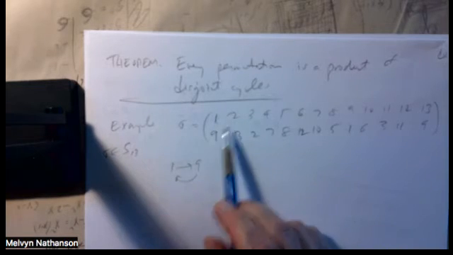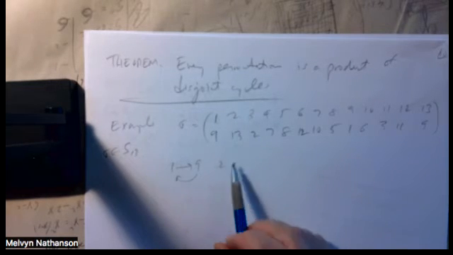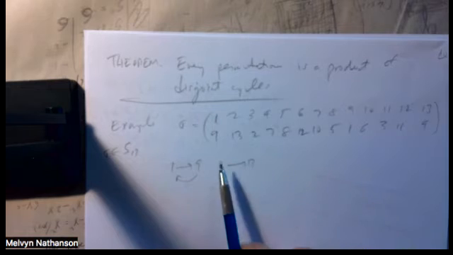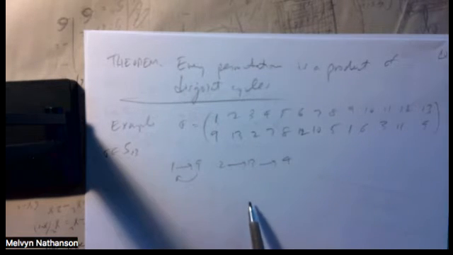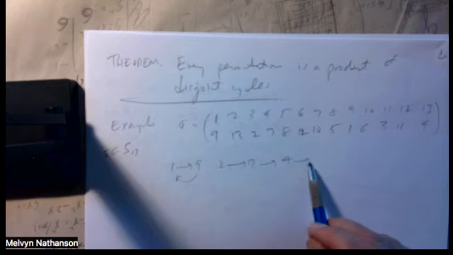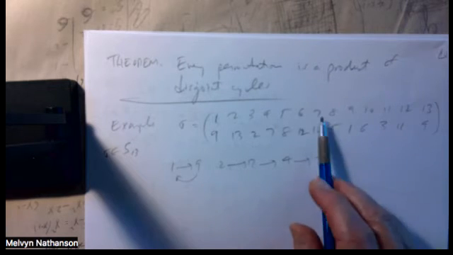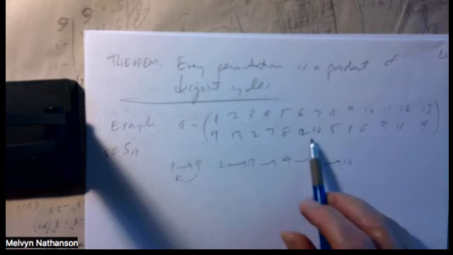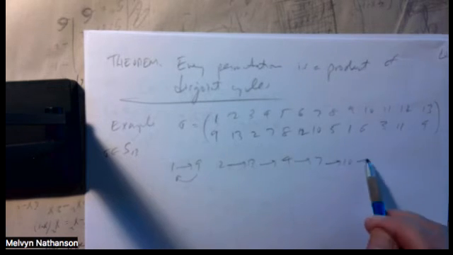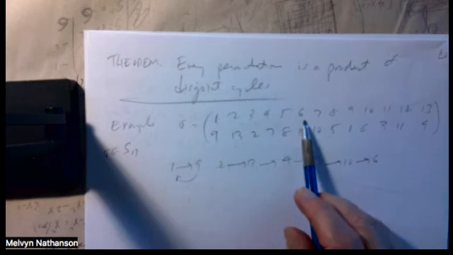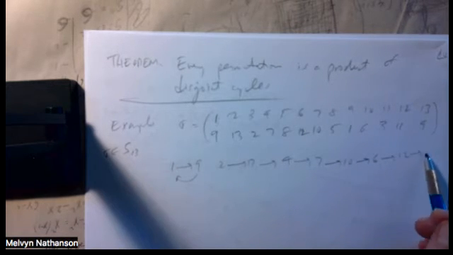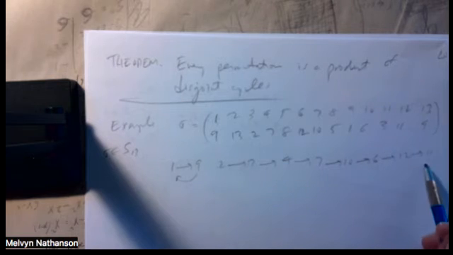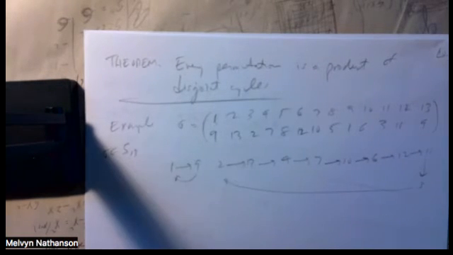Let's take the next number that hasn't occurred yet, 2. 2 gets sent to 13. 13 goes to 4. 4 goes to 7. 7 goes to 10. 10 goes to 6. 6 goes to 12. 12 goes to 11. 11 goes to 3. And 3 goes back to 2.